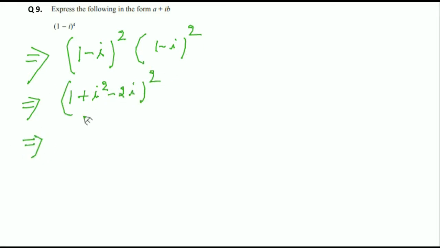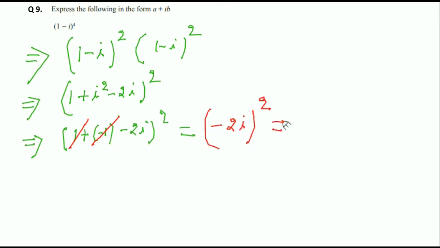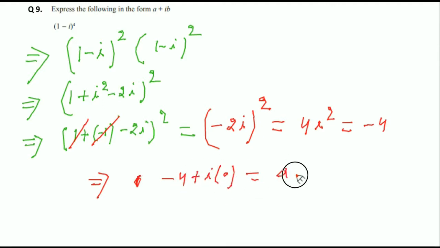So 1 minus... as you know, iota square is minus 1, and this is minus 2 iota. So this will become minus 1 and minus 1 will be 0, minus 1 and plus 1 is 0. So here what is left is minus 2 iota to the power 2. So minus squared you have to go 4, and iota square, okay, so iota square is minus 1. So this will be minus 4. So you can write this as minus 4 plus iota into 0. That is a plus ib, where a equals minus 4 and b equals 0.